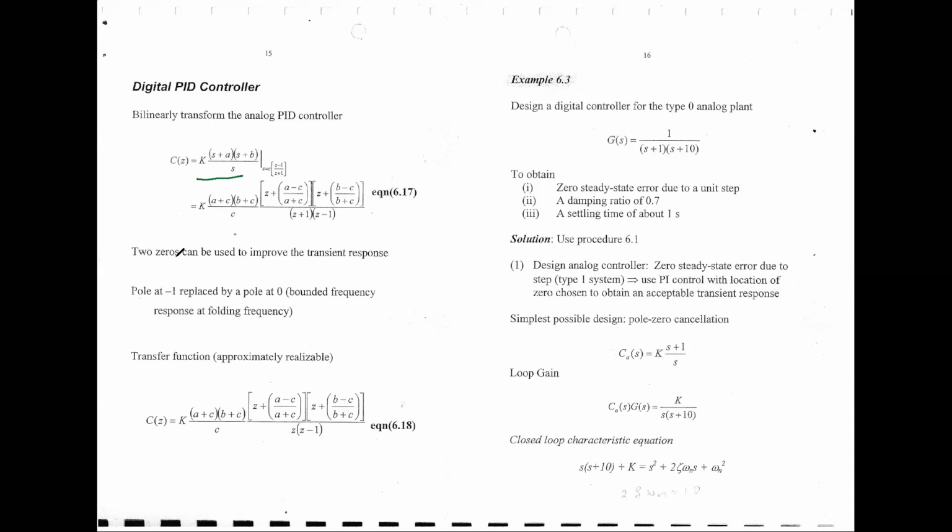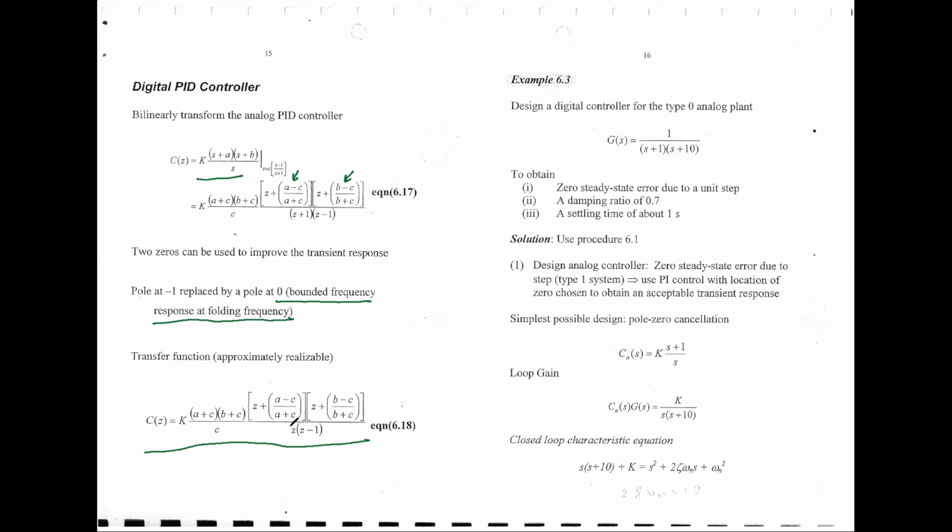Now we have two zeros that can be used to improve the transient response. One of the zeros is at minus this location, and one of the zeros is at minus that location. And there's a pole at minus 1 and there's a pole at 1. So the pole at minus 1 should be replaced by a pole at 0, as we have seen in the last case, digital PD control. If we replace the pole at minus 1 by 0, we will arrive at this equation 6.18.